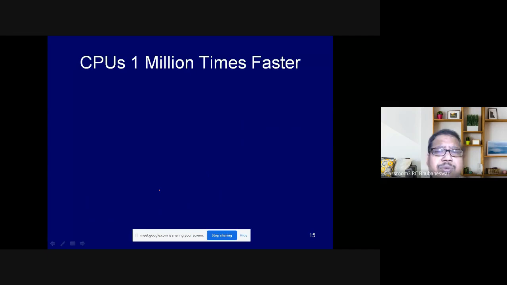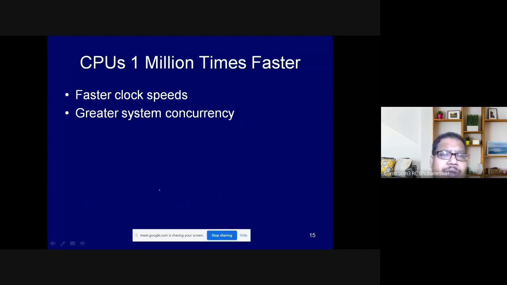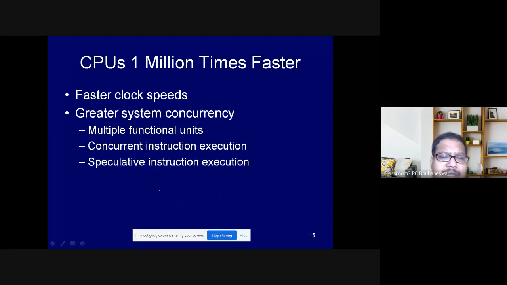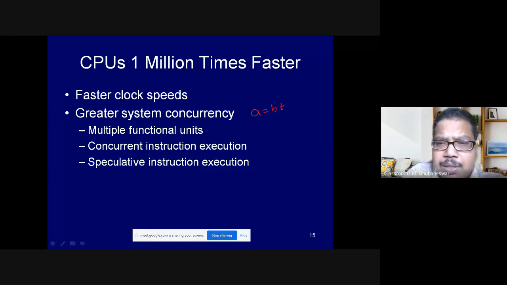And if you go for CPUs, they will be much faster in comparison. With this we can go for greater systems with concurrency, multiple functional units, and concurrent instruction execution. Then we can go for out-of-order execution. So I would like to explain what exactly in-order and out-of-order are. Let's take A equal to B plus C.